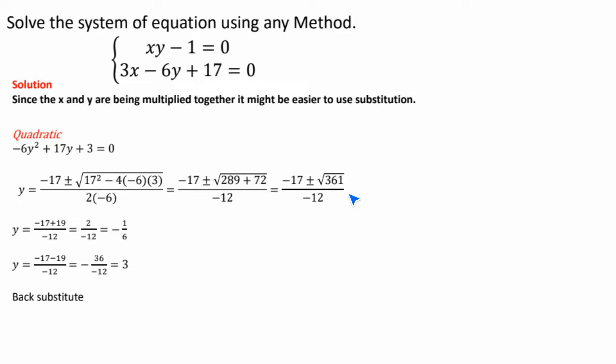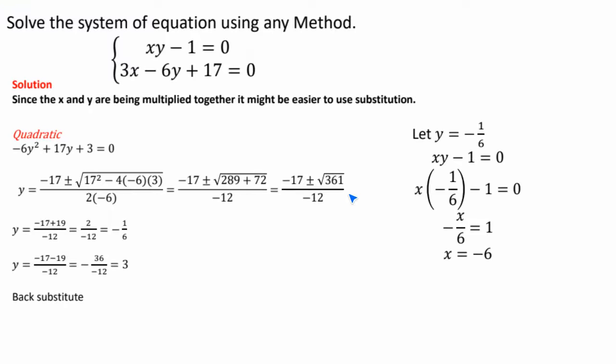Y is equal to negative 1 over 6 and y is equal to 3. So, see, it was misleading. That first one is not linear, but a quadratic. All right, so let's go ahead and do back substitution to get our other points.